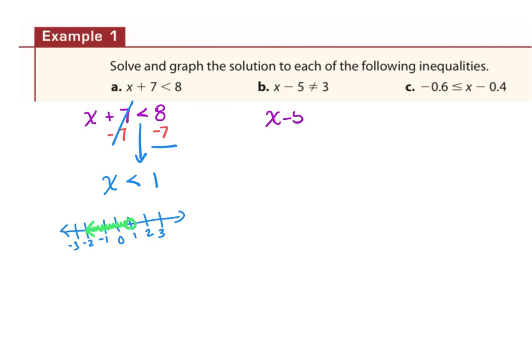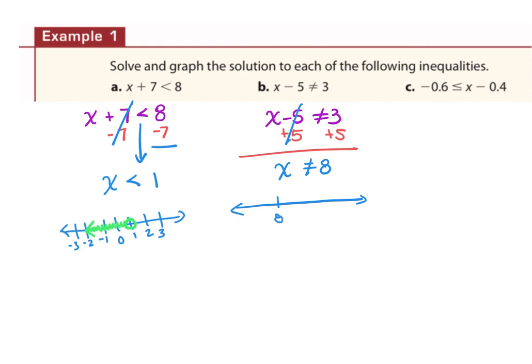x minus 5 is not equal to 3. Again, it's a minus 5. I want to do the opposite when I move it across. It's going to cancel out. x is not equal to 8. Again, if I graph, I'm going to graph a number line with 8 on it. Open circle on that 8, and this time I will graph everything on either side of it.